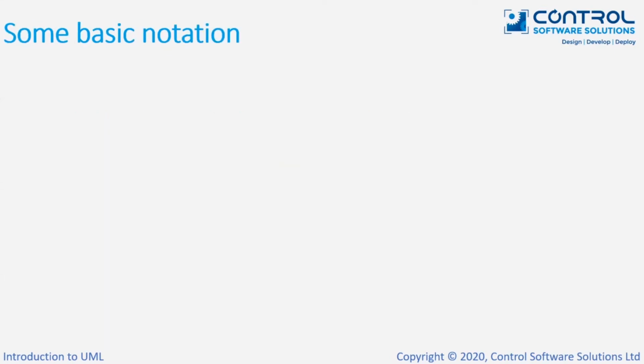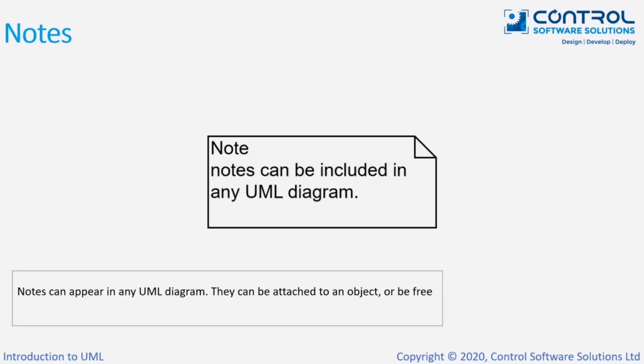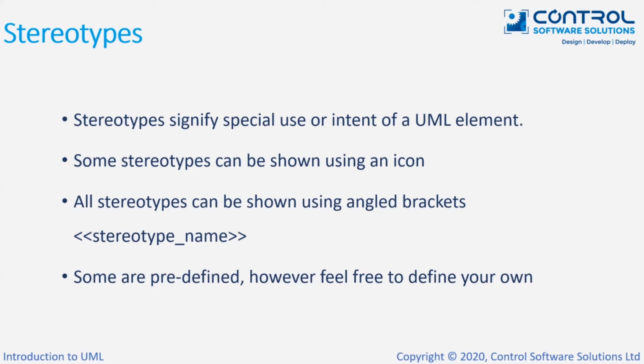So just before we get into the diagrams, there's two little bits of basic notation. First one, not very exciting. Anywhere on a UML diagram, you might see a note. A note is just represented by a little piece of paper with a dog-eared corner. They can appear anywhere on a diagram, and they can either be attached to an element, or just be floating and not attached to anything, and they just give some additional information that you might want to get across to someone.